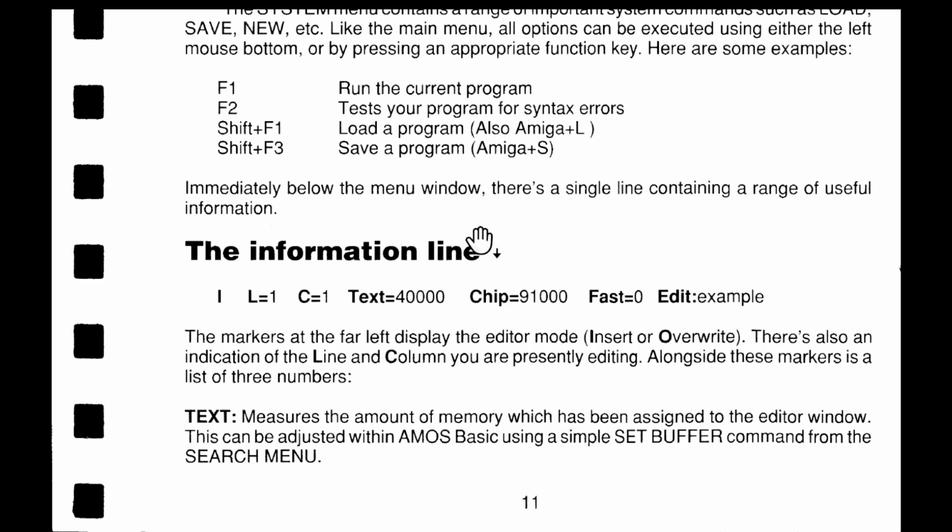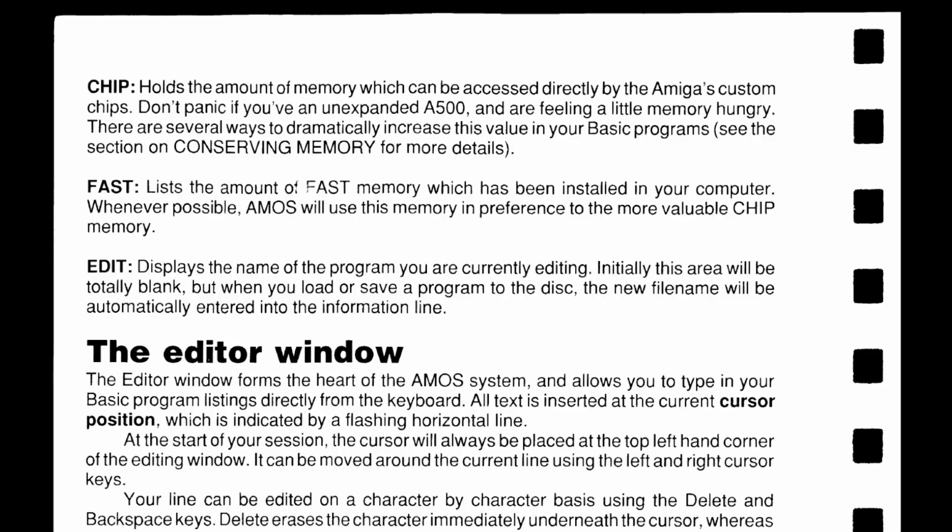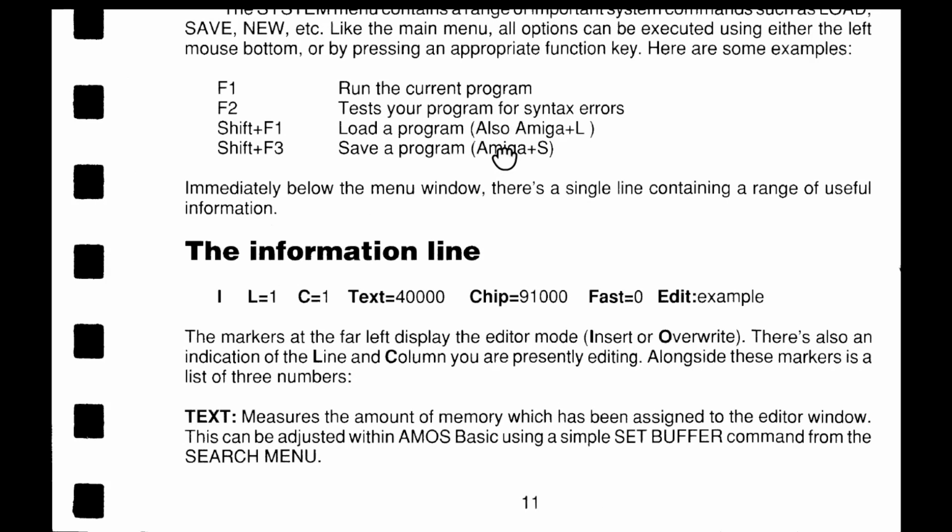Immediately below the menu window, there's a single line containing a range of useful information. The information line. L equals 1, C equals 1, text equals 40000, chip equals 91000, fast equals 0, edit example. The markers at the far left display the editor mode, insert or overwrite. There's also an indication of the line and column you are presently editing.